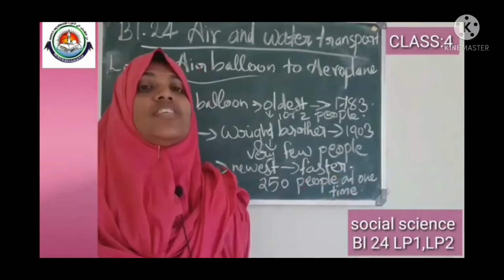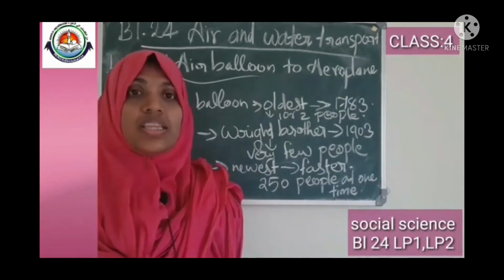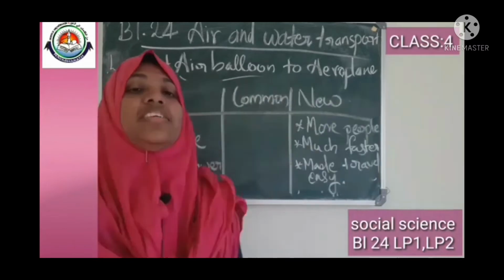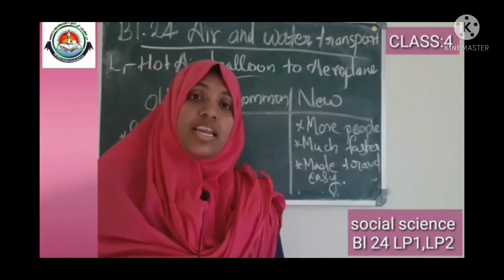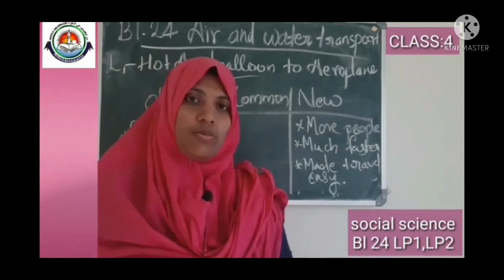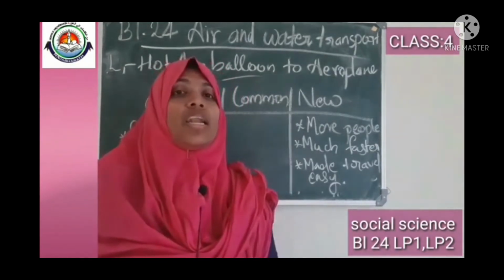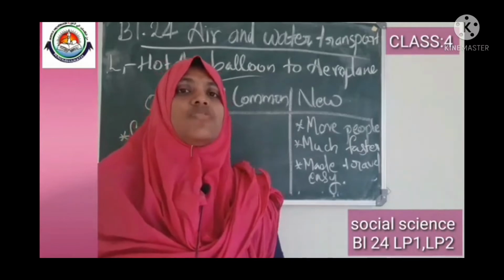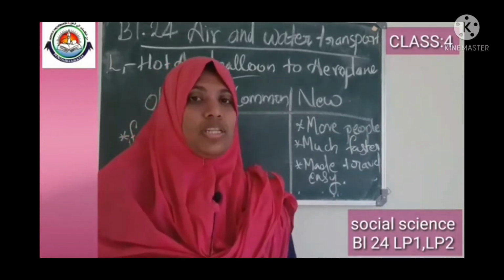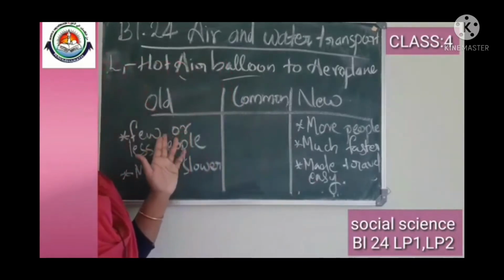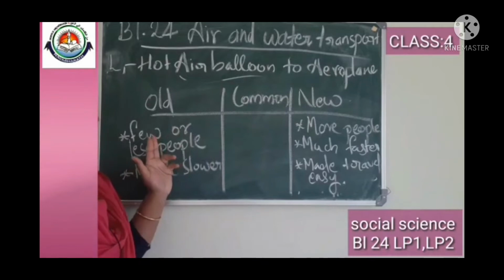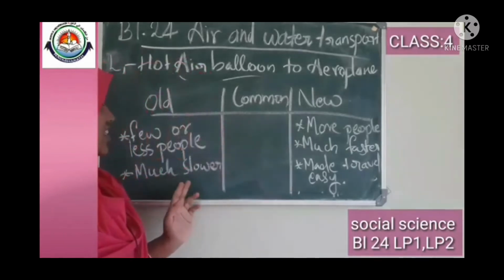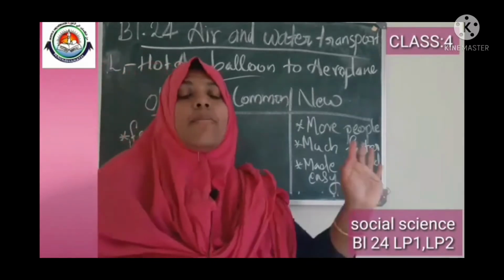Okay children, let us discuss what are the differences between these 3 types of aeroplane and what is similar between them. Let us find out the difference between old aeroplane and new aeroplane. We have already studied which is the oldest one and which is the newest one. Old aeroplane could carry only few people, and it was much slower than modern aeroplane.